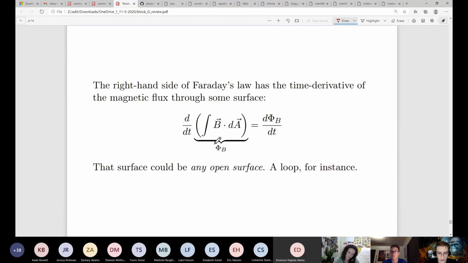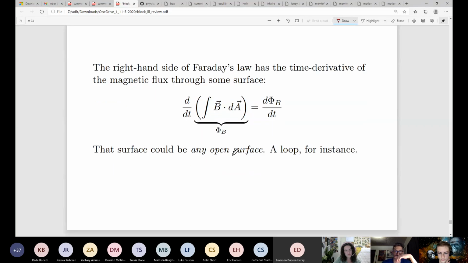Okay. All that we have to know here is that it's a flux over an open surface. We touched on this quickly before, but Faraday's law is only going to apply for open surfaces. So as long as we're taking the magnetic field times the area through an open surface, that's going to go as flux, and then we just take the time derivative of that quantity. That takes care of the right-hand side.